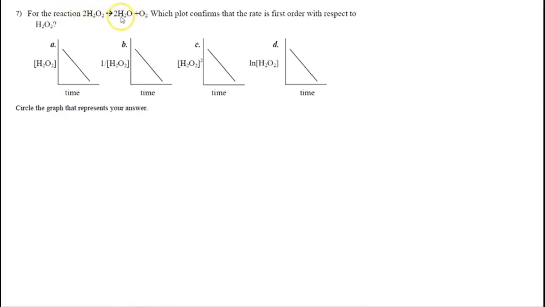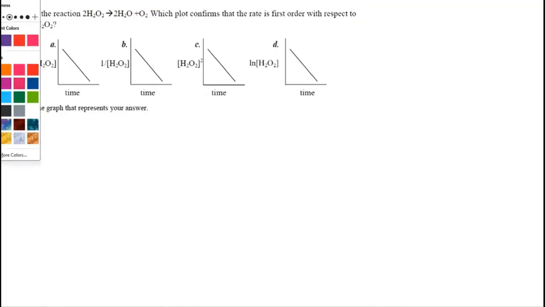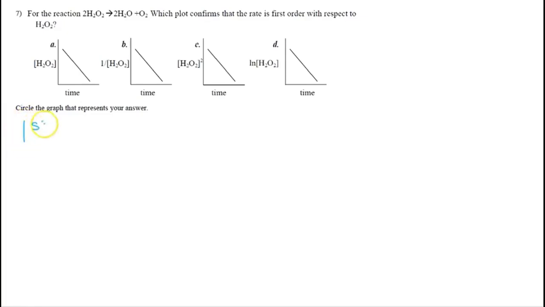2H2O2 is going to decompose to 2H2O plus O2. Which plot confirms the rate is first order with respect to H2O2? So we're looking for the rate to be first order. That's what we're looking for, the rate to be first order. And so first order rate, again, we're talking about time.